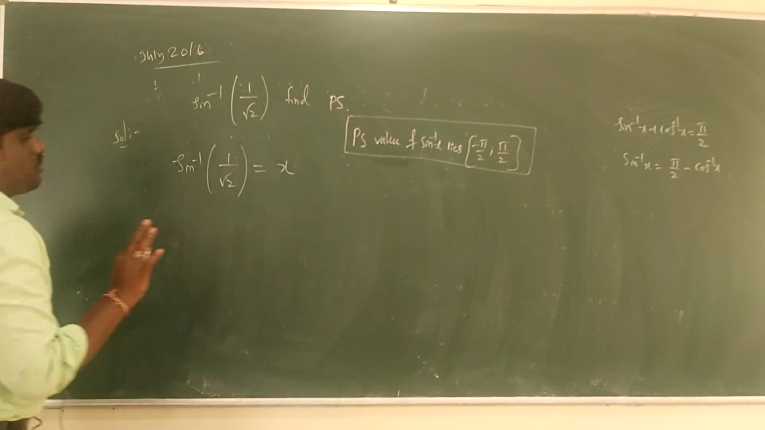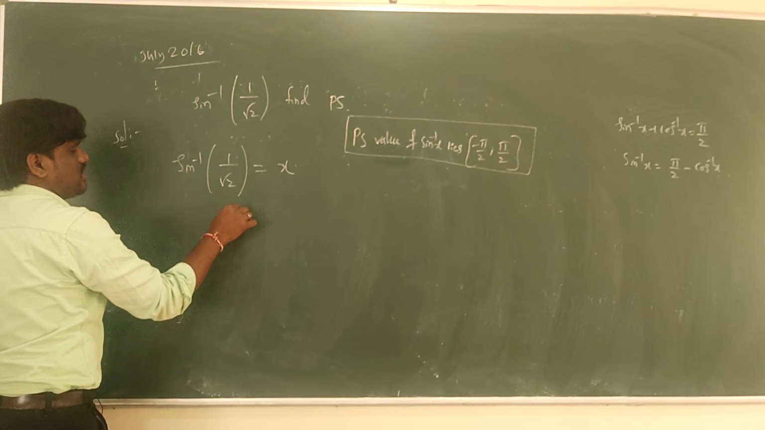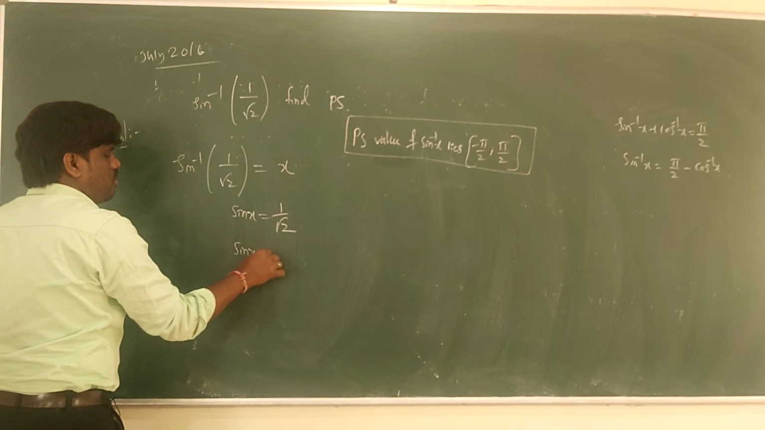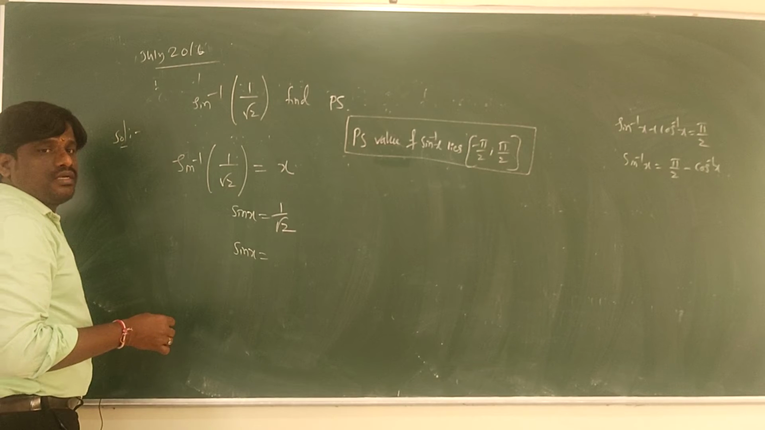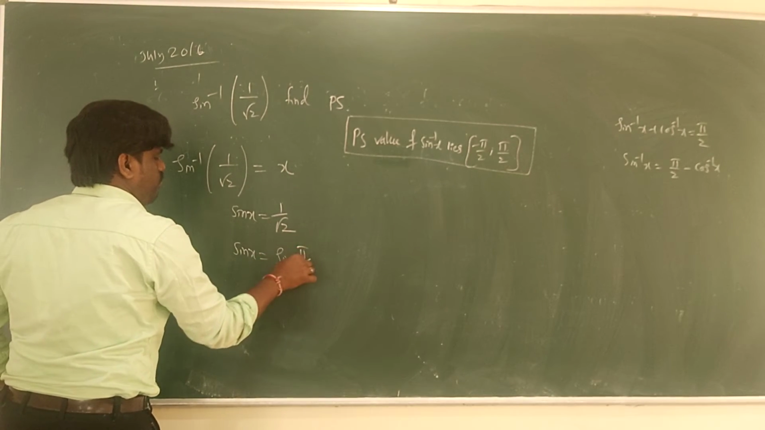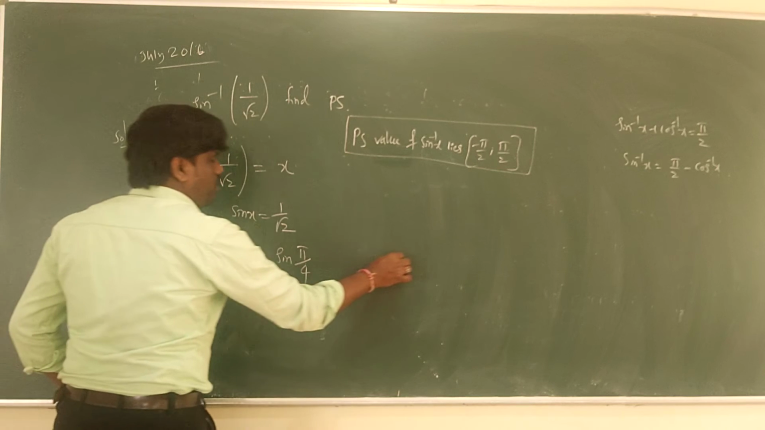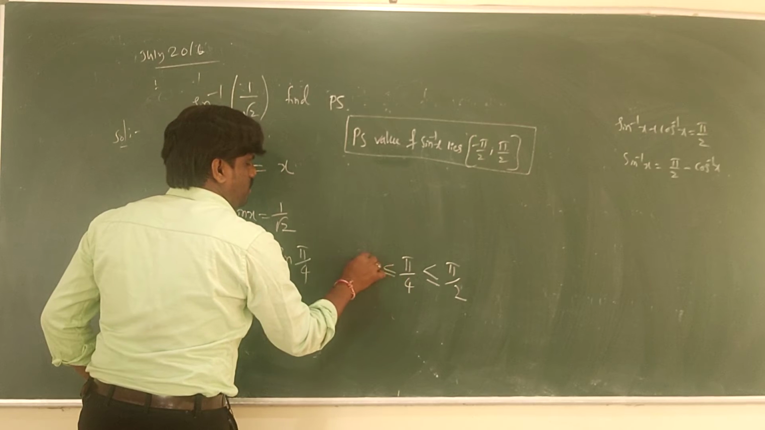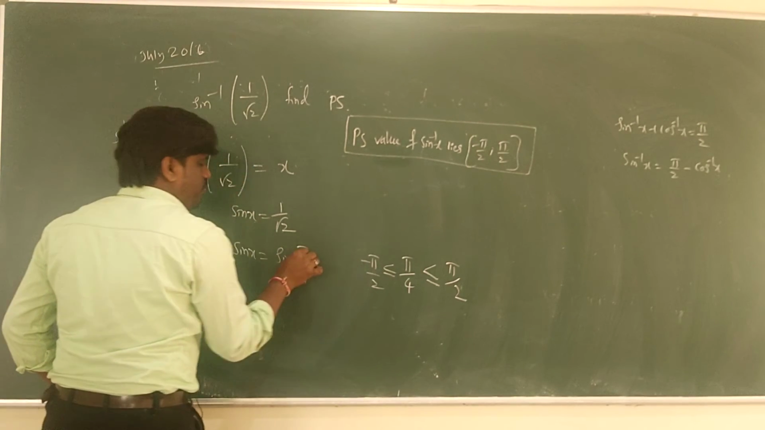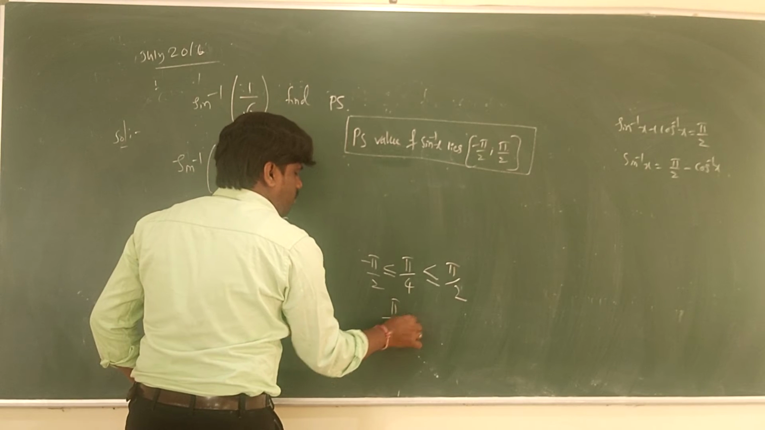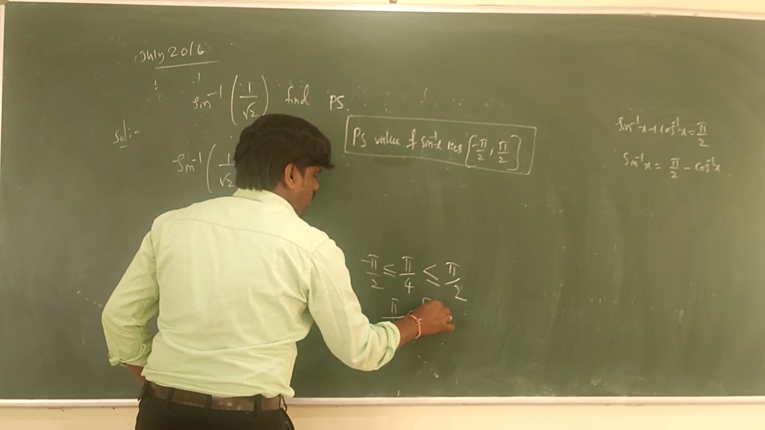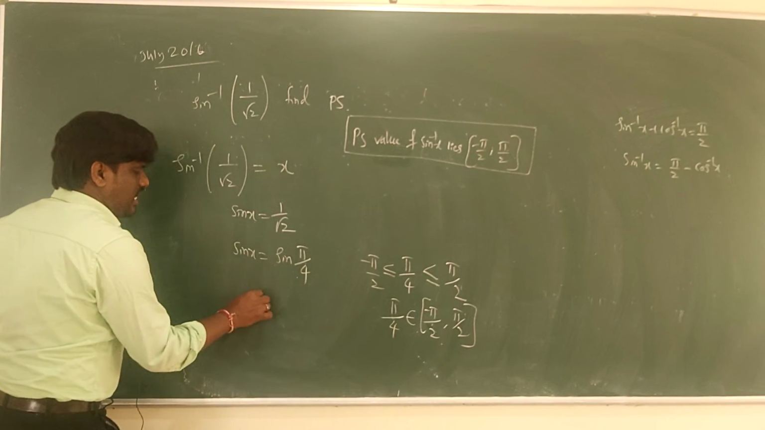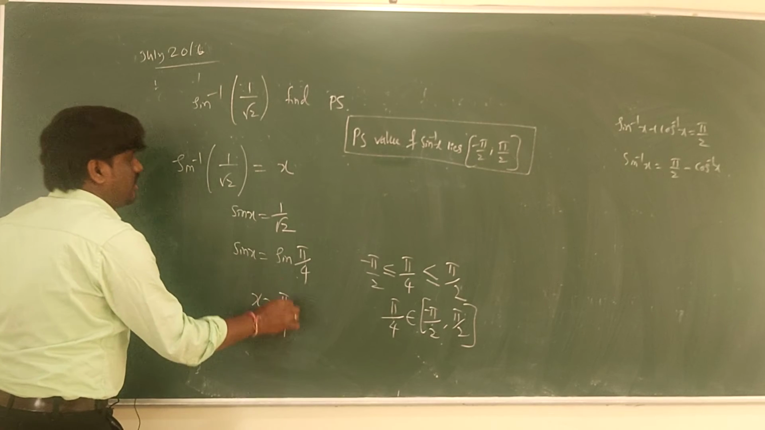So sine inverse 1 by root 2, you took it as x. So sine x is equal to 1 by root 2, which happens when it is sine pi by 4. Since pi by 4 lies between pi by 2 and minus pi by 2, otherwise you can write pi by 4 belongs to minus pi by 2 comma plus pi by 2. Hence I can write x is equal to pi by 4 is the principal value.